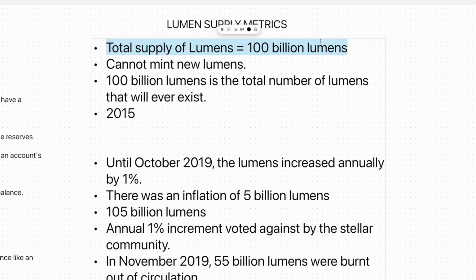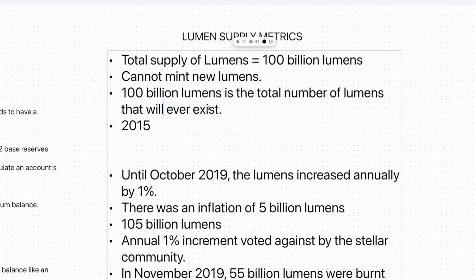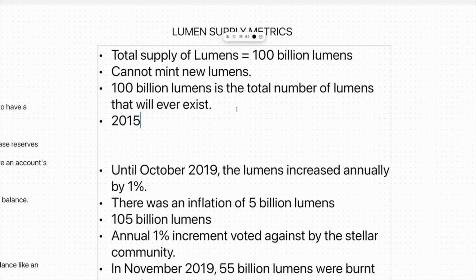Now you cannot mint new lumens. All the lumens that will ever exist is equal to the 100 billion that we talked about. So 100 billion lumens will be the total number of lumens that will ever exist. You cannot mint new lumens. 100 billion lumens is the total number of lumens that will ever exist. That's basically it. It cannot be recreated.